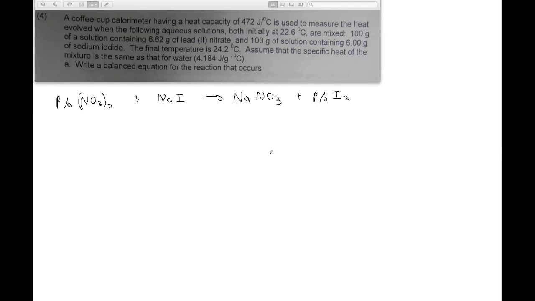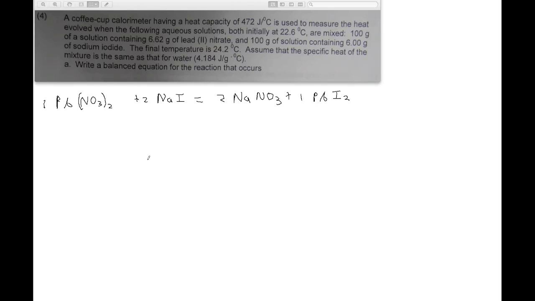So it'll be a 1 to 2 to 1 ratio where there's 1 in front of the lead nitrate. Then we can put a 2 in front of the sodium nitrate. You mean the sodium iodide or the sodium nitrate? Sodium nitrate. Oh, okay. That's right. Then we can put a 2 in front of the sodium iodide, and then we can put a 1 in front of the lead iodide. So there's our balanced chemical reaction, part A.